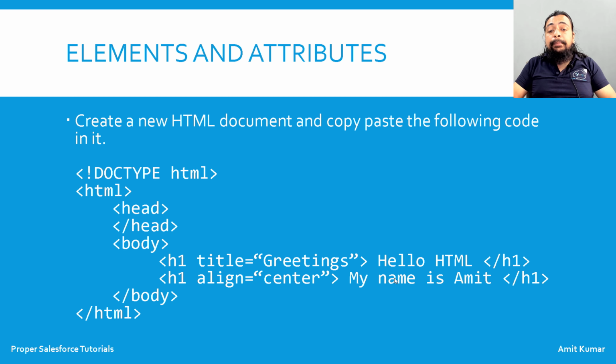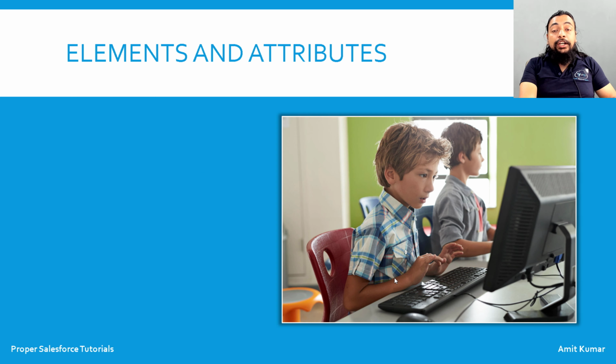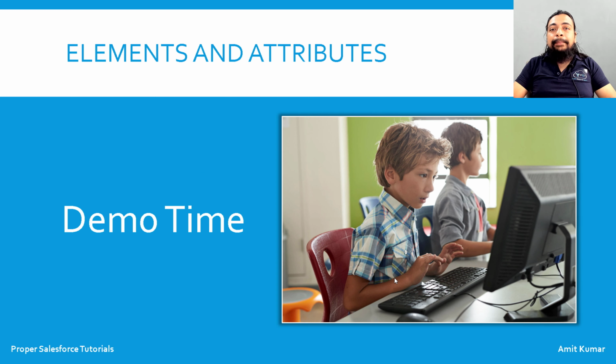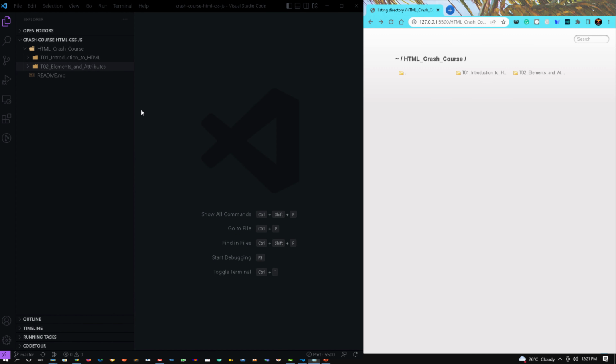The second attribute which we have used on the content My name is Amit is the align attribute. The align attribute has the value center. This attribute is used to align the content on the web page. You can align it to the left side, to the center, or to the right side of the web page. If you don't specify this attribute, by default all the elements will be aligned on the left side of the page. That's pretty much the talk, and now it's time to see things practically. Here we are in VS Code, and let's create the HTML files to understand elements and attributes.